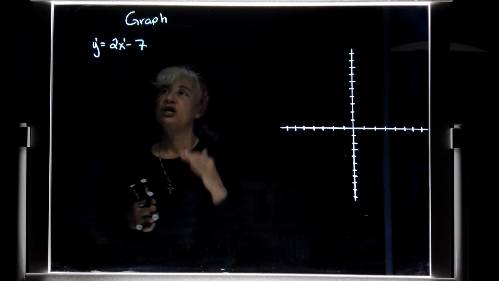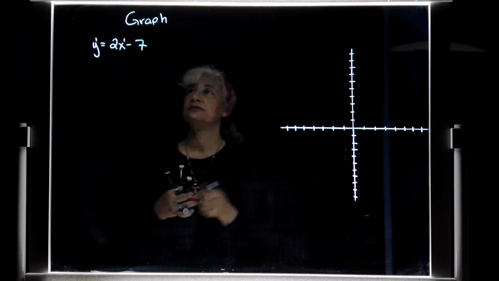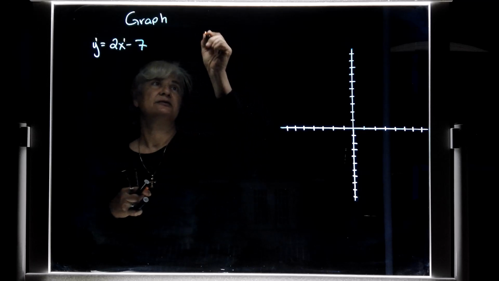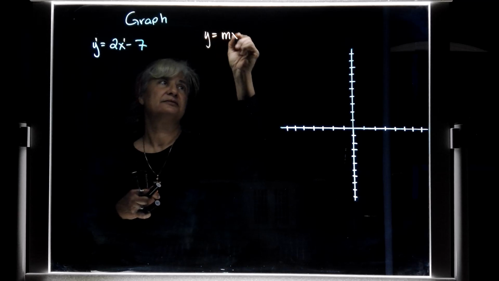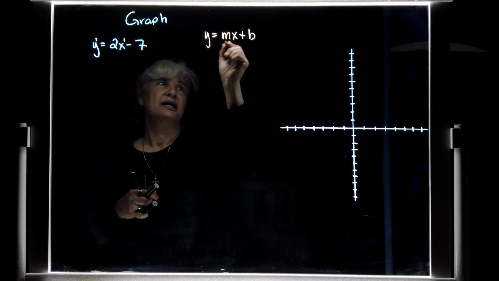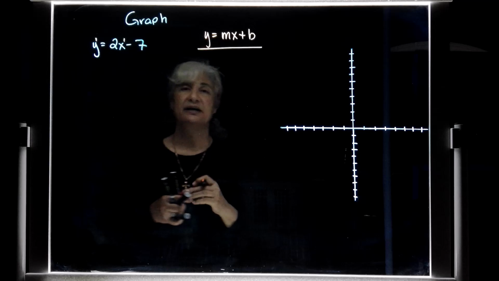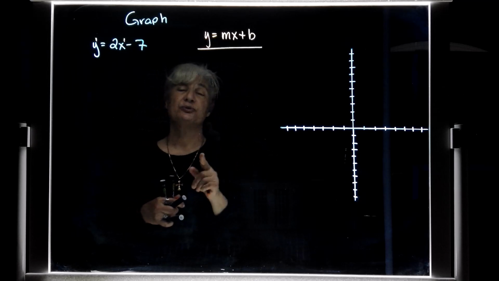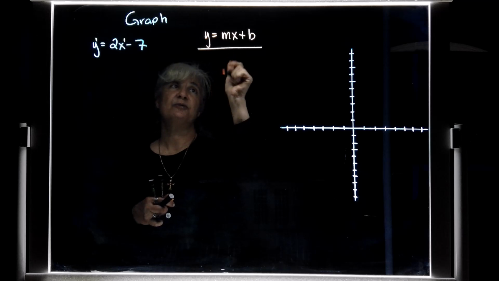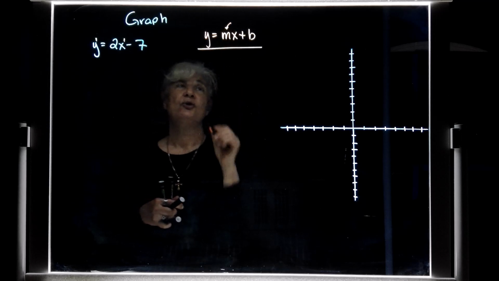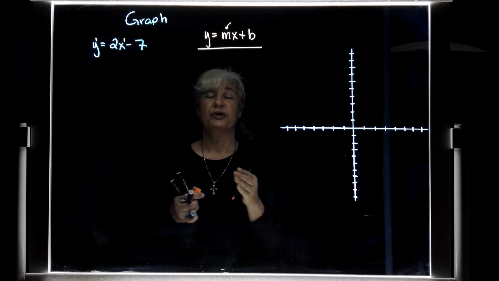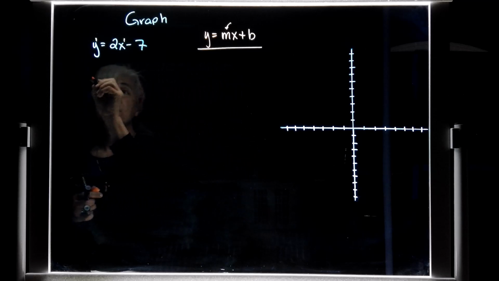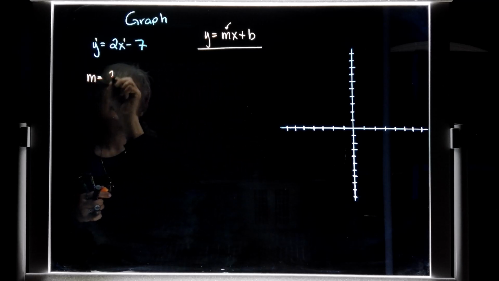Cool? Okay, so if you remember, when it's in this format, when your linear equation, and by the way, this only works for linears, when your linear equation is in this format, this m represents the slope. M is the coefficient of x. So in this particular case, my slope is 2.